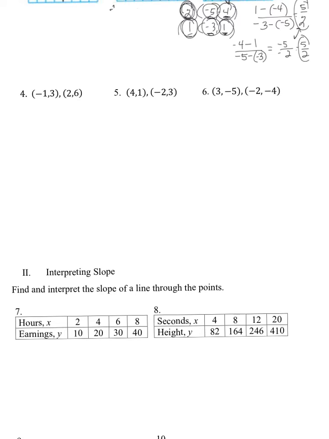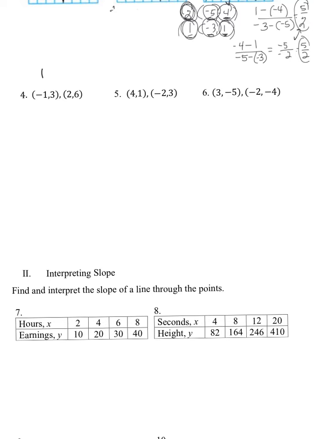So when you're given just 2 points, you can either call this one point 1 and this one point 2, or you can call the first one point 2 and the second one point 1. You just have to continue to do y sub 2 minus y sub 1 over x sub 2 minus x sub 1. I want you to pause the video and try to do numbers 4, 5, and 6.